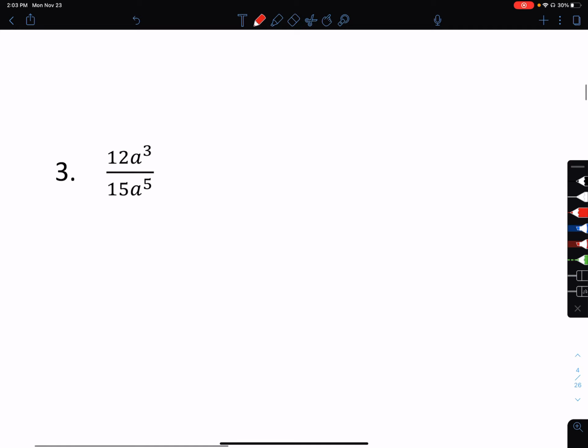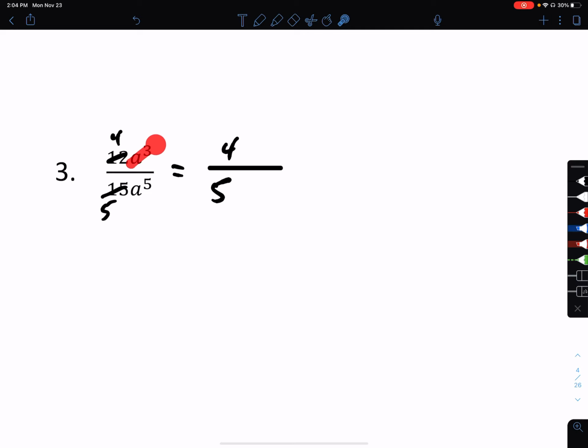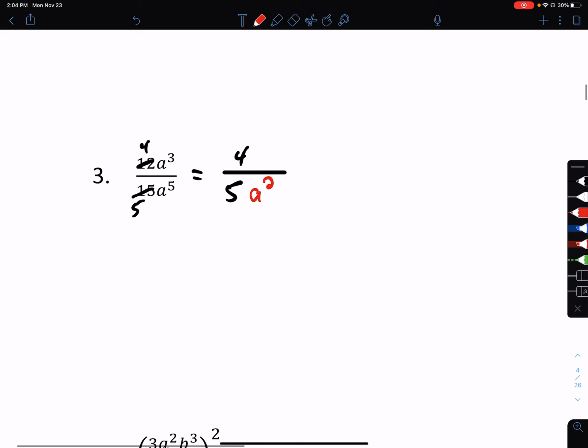Number 13, different ways you can look at this. One way is to simplify your fraction, and we got 12 over 15. We can divide both of those by 3 and get 4/5. And then as far as your exponents go and your bases of a, we could say we have an a cubed on the top. We could cancel out with 3 of the a's on the bottom, and we're left with an a squared on the bottom. Lots of ways to do this.